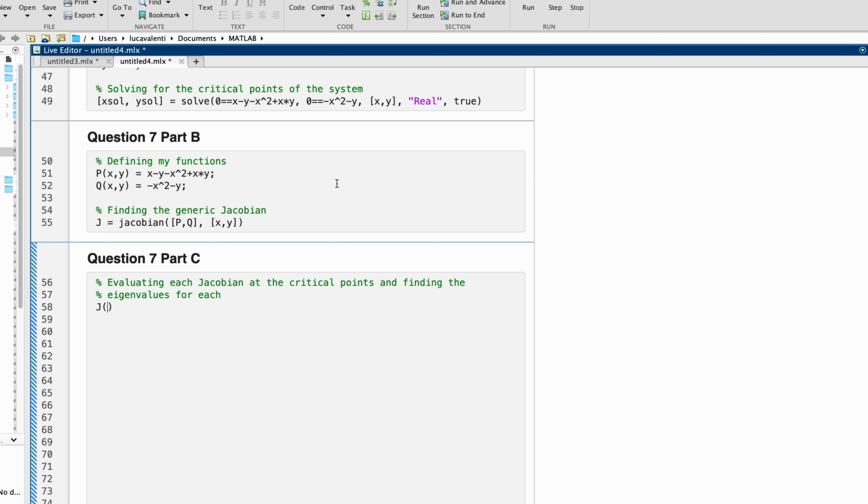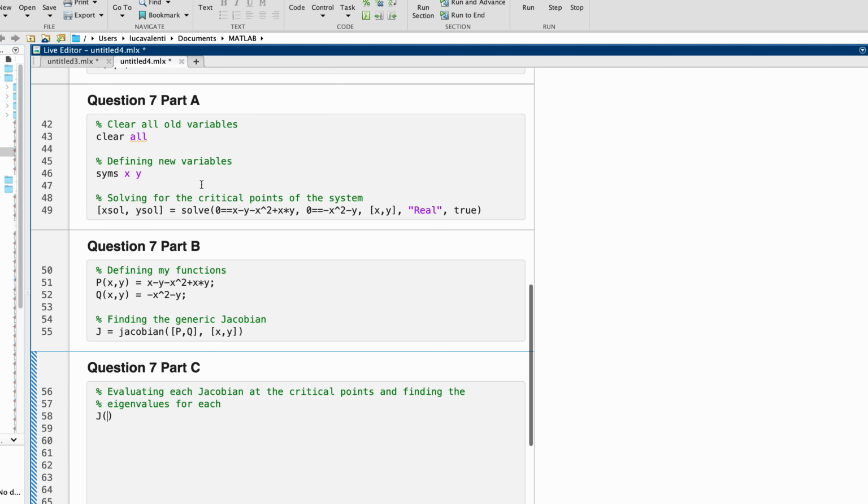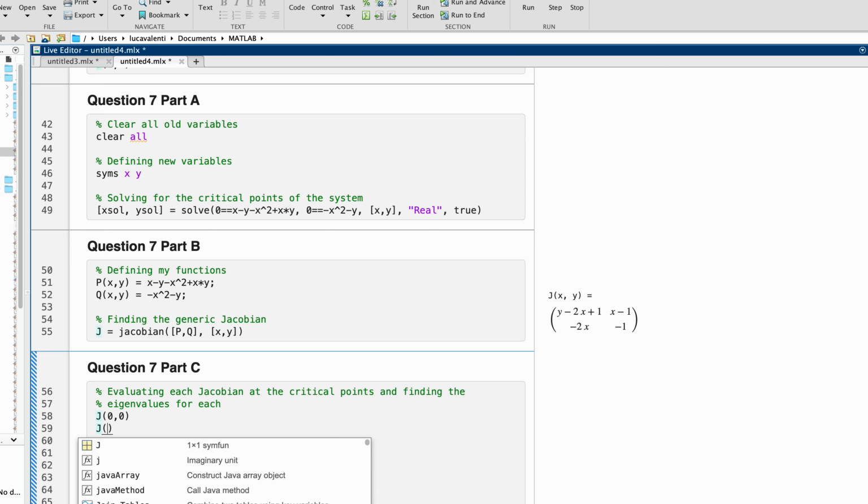So to evaluate the Jacobian, well, we cleared all the outputs, but we still have them saved. So if you had a section break, you'd have to run the section. So if we run this section, now we have our Jacobian. Now this is a function of x and y, so we can just evaluate them at the critical points, which were (0, 0), and then we had (-1, -1), and the last one, if I remember correctly, was (1, -1).